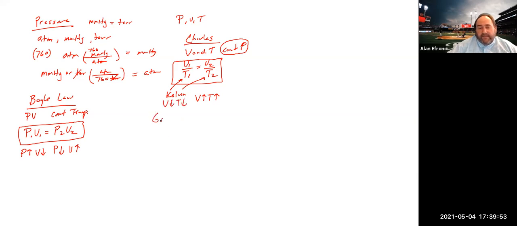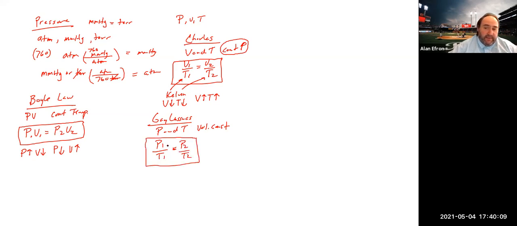We also saw one that's similar to this, Lussac's law, and that dealt with pressure and temperature holding volume constant. It is P1 over T1 is equal to P2 over T2. Same deal as before: pressure can be any unit you want as long as they're the same on both sides, and temperature needs to be in Kelvin on both sides. The relationship we saw here was that as the pressure went up, so did the temperature, and as the pressure went down, so did the temperature.